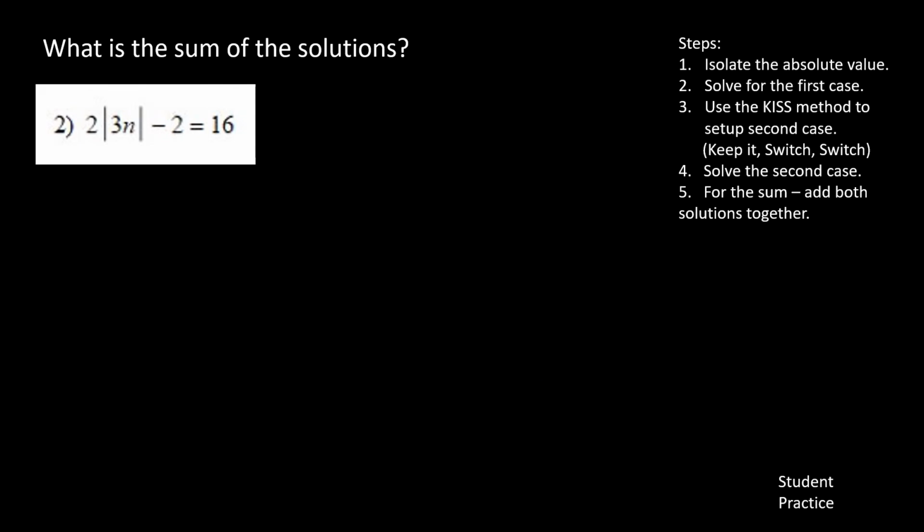And that's actually the same thing that I want you to do on this slide here. So you're going to go ahead and solve for your solutions using reverse operations and then the KISS method. You'll get 2 answers, and then with your 2 answers, you want to add them. You want to get the sum. If you have any questions, please don't hesitate to ask. Let's go ahead and move on.